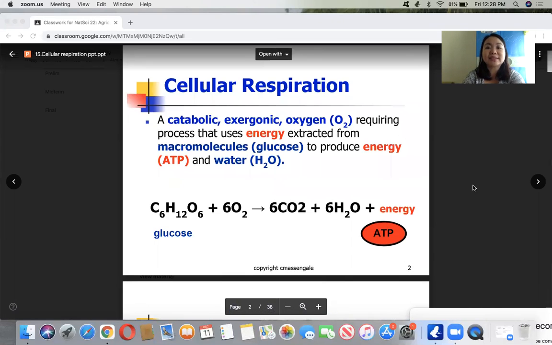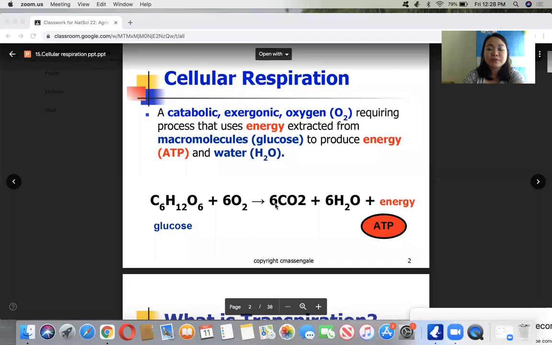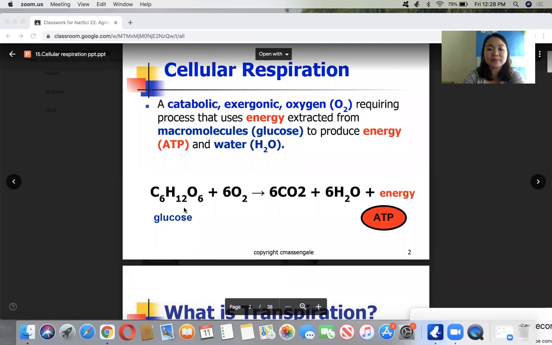So what is cellular respiration? It is a catabolic, exergonic, oxygen requiring process that uses energy extracted from the macromolecules or glucose to produce energy, ATP, and water. So this is just the inverse formula of photosynthesis, wherein we make use of the glucose C6H12O6 and oxygen to produce carbon dioxide and water with the release of energy or ATP.